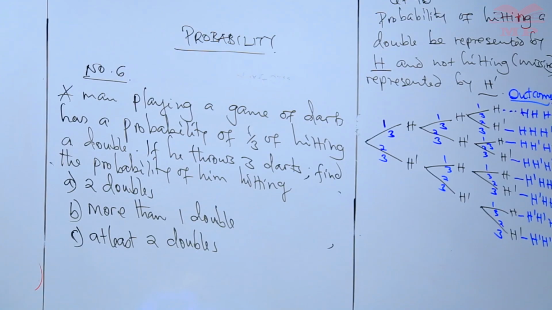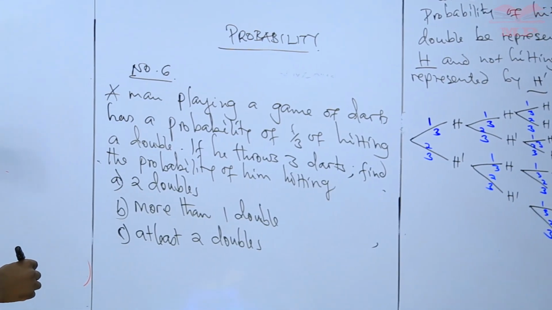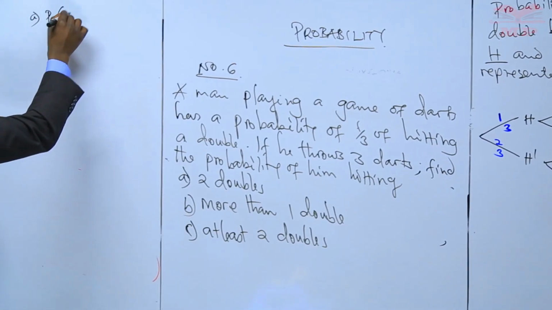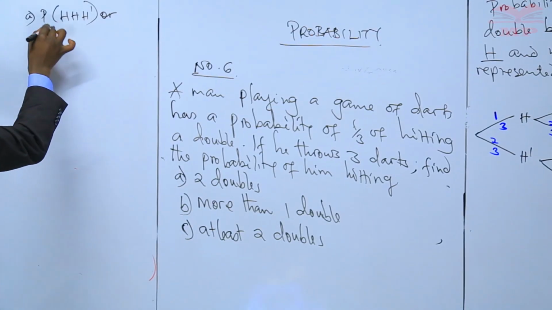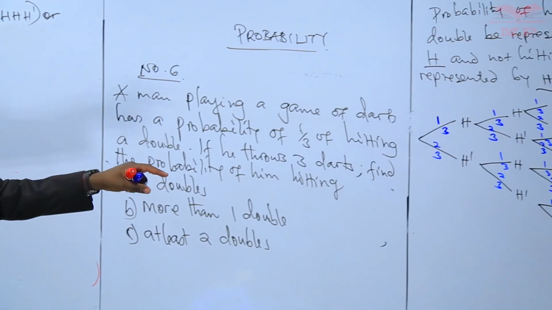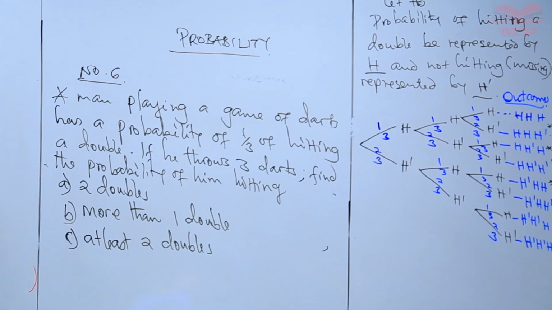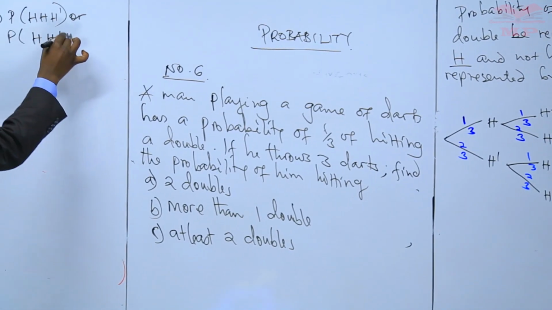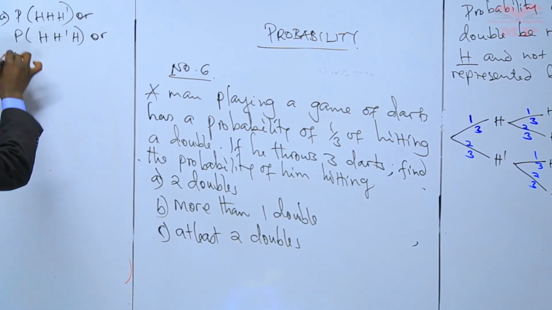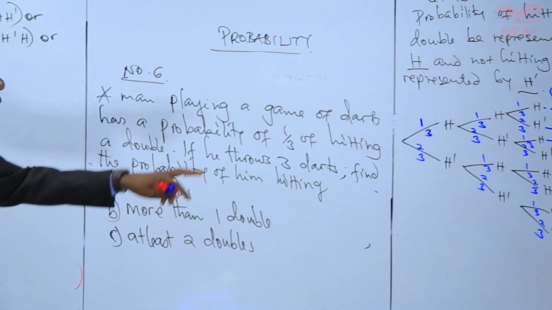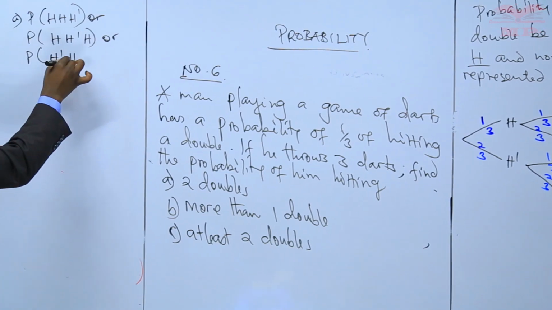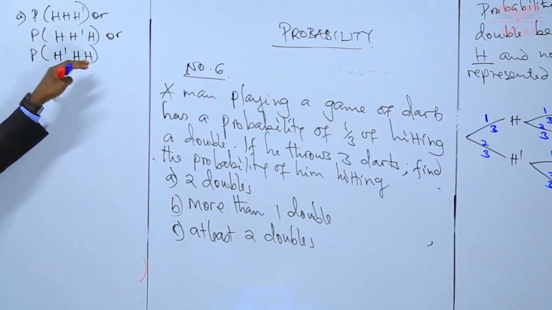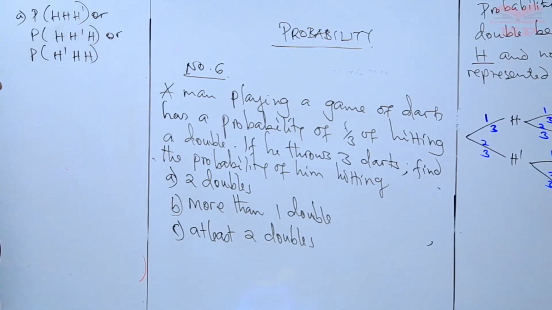So we can say we are looking at the probability of, the first one is hit, hit, no hit. Or the probability of hit, no hit, hit. Or the probability of the last one, no hit, hit, hit. So those are the probabilities that we need from that point.